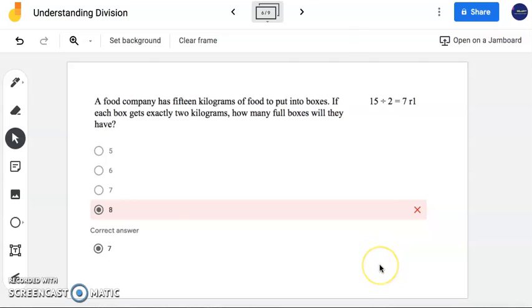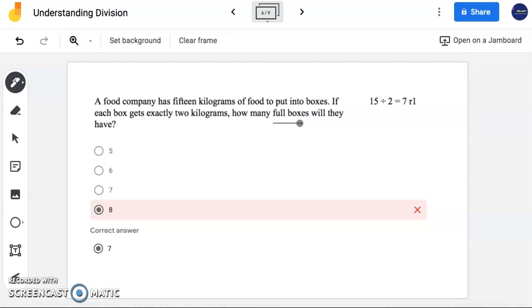In this problem, it says a food company has 15 kilograms of food to put into boxes. If each box gets exactly 2 kilograms, how many full boxes will they have? So again, we already did 15 divided by 2, which gave us 7 remainder 1. But again, the question here is asking us for full boxes. So 7 is going to be my answer here.